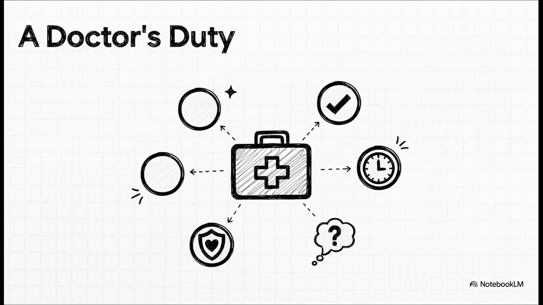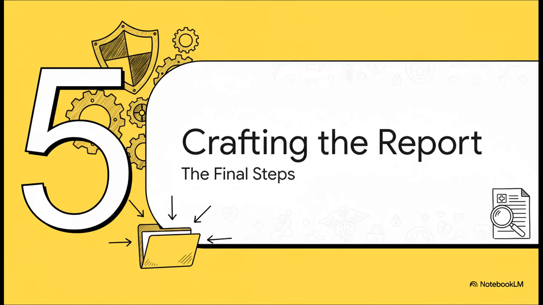So their duties are really clear. They have to be honest and stick to the facts. They need to get these reports done in a reasonable amount of time. If they're asked about something outside their area of expertise, they have to say so. And above all, their job is to protect your privacy by only including information that is directly relevant to the request. So, with all these rules and protections in place, how does one of these reports actually get put together?